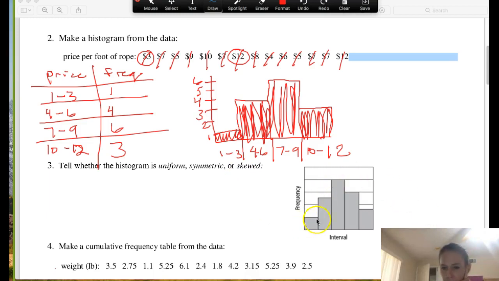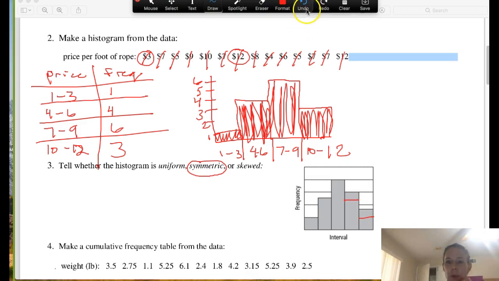All right, tell whether this histogram is uniform, symmetric, or skewed. Now, to me, this looks pretty symmetric. This one's a little bit bigger than this one. If it was completely symmetric, this one would be down here to be exactly symmetric, but it looks pretty symmetrical. I'm going to pick symmetric here. It kind of goes up and then it goes down.